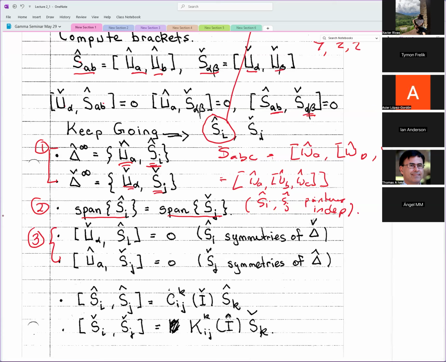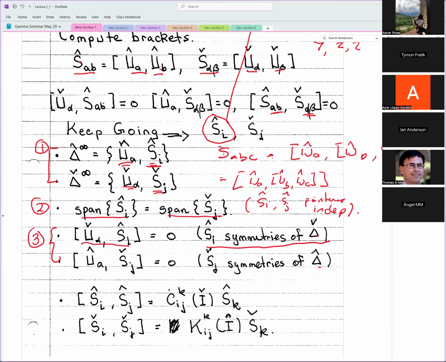The next property, property number 3, is just by construction, the U checks commute with the U hats. So the U checks commute with any iterated bracket. And so we have this property here. The U checks on the S hat is 0. And I'm going to interpret that as an infinitesimal symmetry condition. So these vector fields are symmetries of that distribution, and the S checks are symmetries of this distribution. Okay.